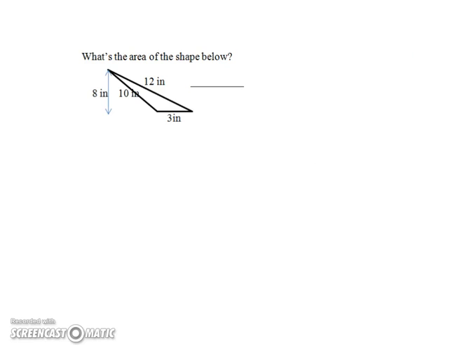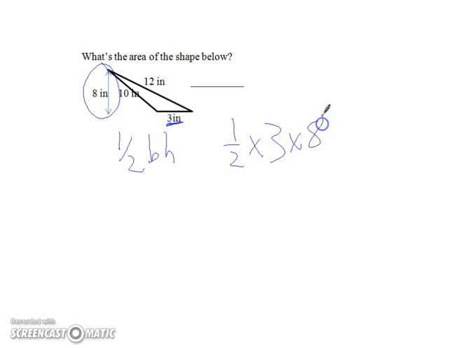What's the area of the shape below? It's a triangle, so that's 1/2 base times height. So 1/2 times the base is 3. You sit on your base. Height's always straight up and down. That's usually the one with the arrow.